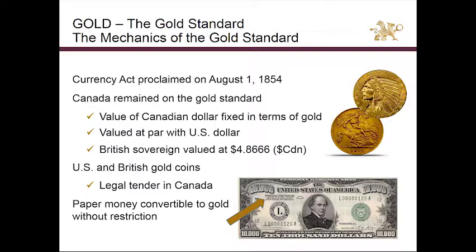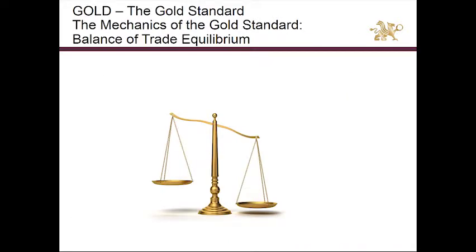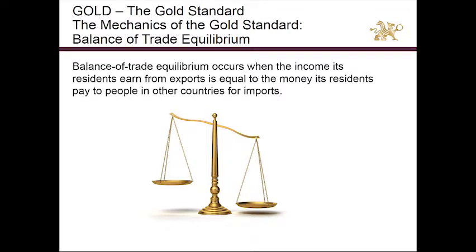The great strength claimed for the gold standard was that it contained a powerful mechanism for achieving balance of trade equilibrium by all countries. A country is said to be in balance of trade equilibrium when the income its residents earn from exports is equal to the money its residents pay to people in other countries for imports. The current account of its balance of payments is in balance.